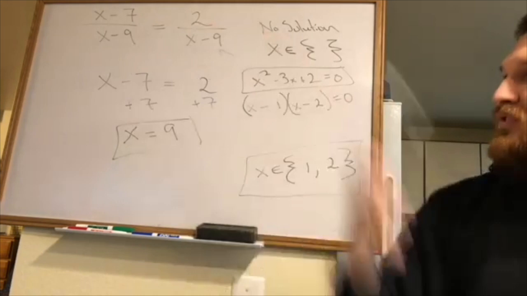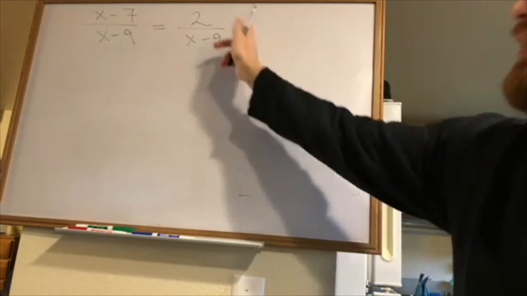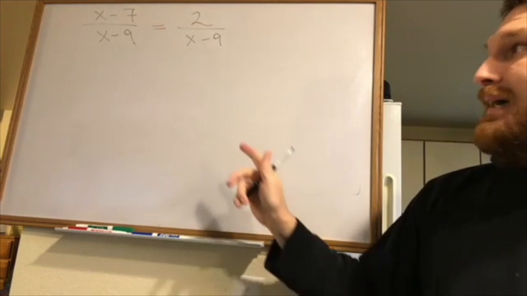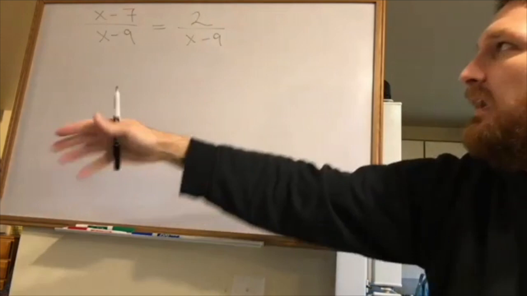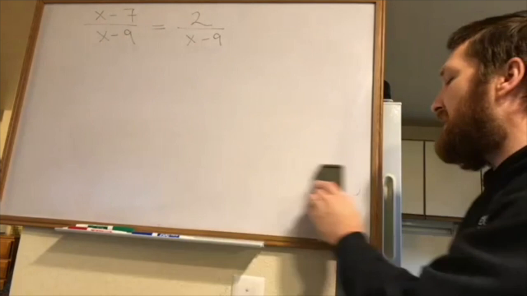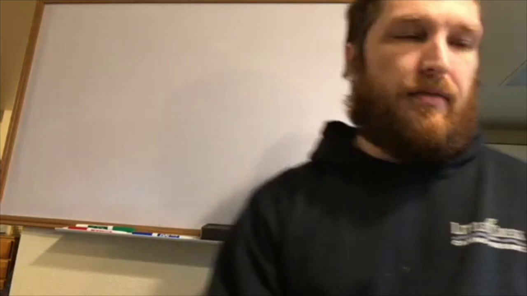Okay, so what we just found out was that even if you solve an equation and you get an answer, it might not actually work. Because if you try to plug it in, in our case x was equal to 9, and you can't do that the way this is written. And so we are going to have to check that with every single equation with rational polynomials.